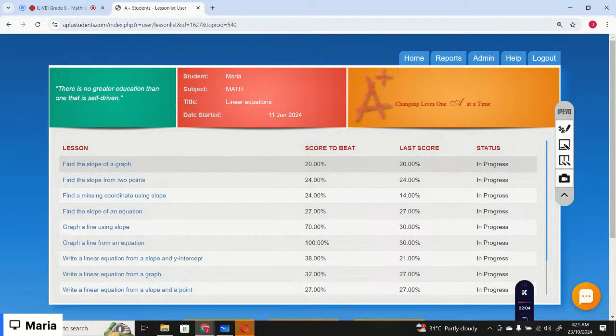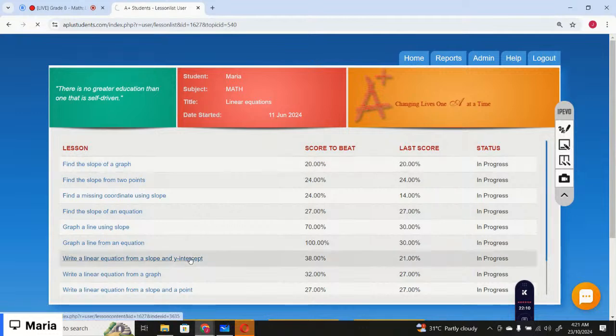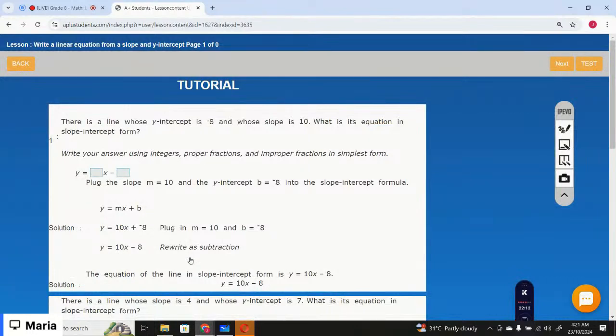The next lesson is write a linear equation from slope and y-intercept. So now you are given the slope and the y-intercept. You need to write down the equation, right? Let's just start with the example. There is a line whose y-intercept is -8 and whose slope is 10. What is its equation in slope-intercept form?